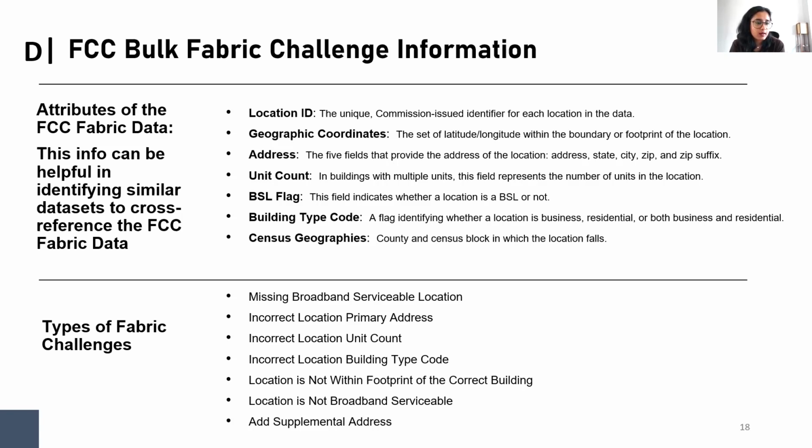And the next part of the slide talks about the types of fabric challenges. So there's missing broadband serviceable location, incorrect address, incorrect unit count, incorrect location building type. The location is not within the footprint of the building, or the location is not broadband serviceable, or if you want to add a supplemental address to the particular location. And again, with the Illinois Office of Broadband, the focus has been mainly on identifying the locations that have been missing from the fabric. And towards the end, I'll share more about what we've done with the fabric challenge process so far.